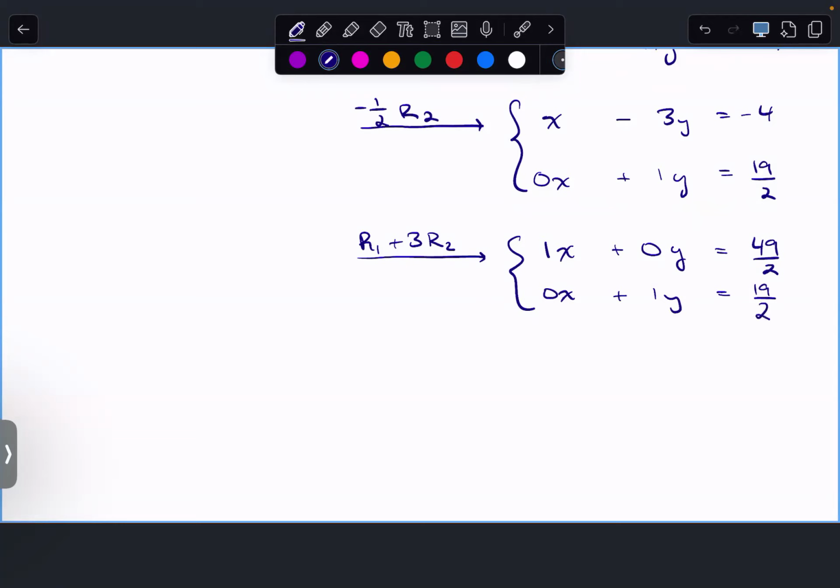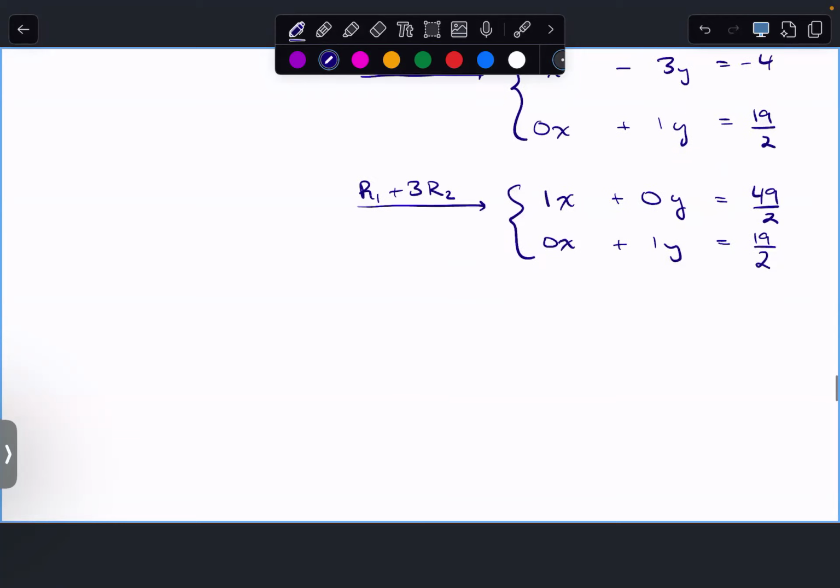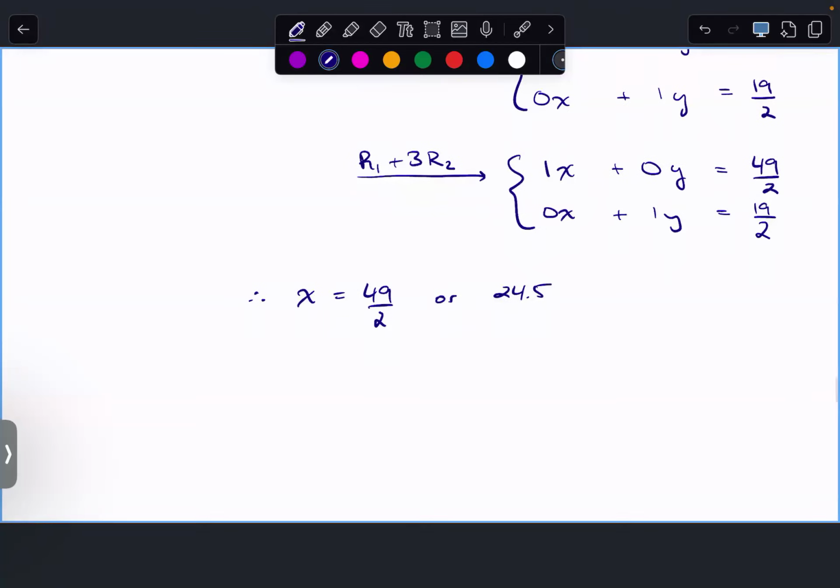Oops. I have the solution. Therefore, x must be 49 over 2 or 24.5 if you prefer. And y must be 19 over 2 or 9.5 if you prefer.